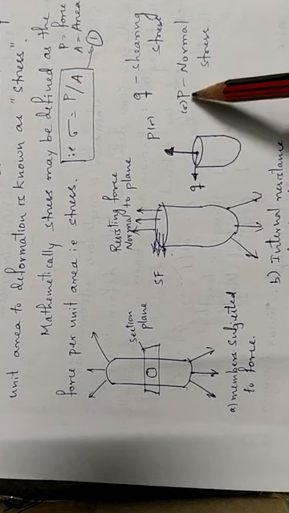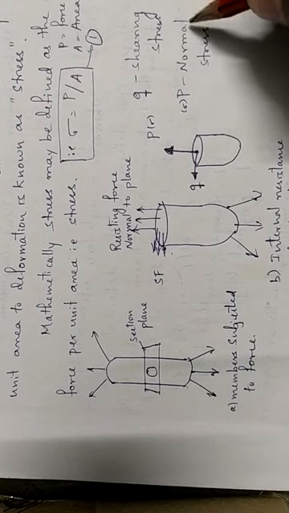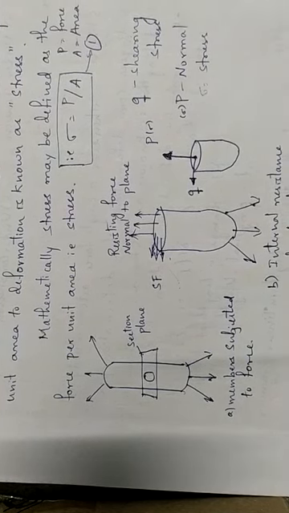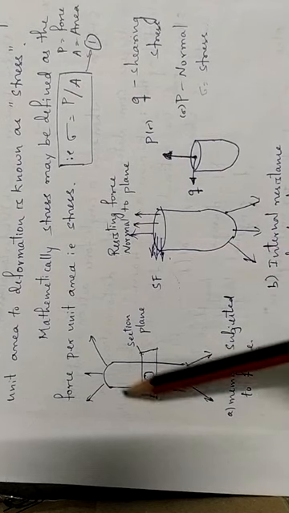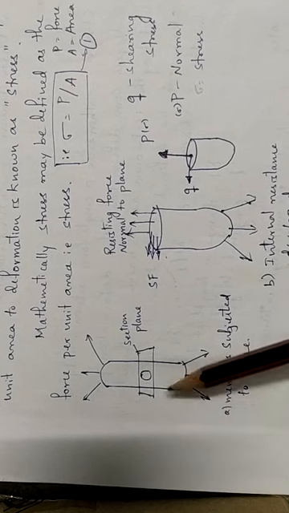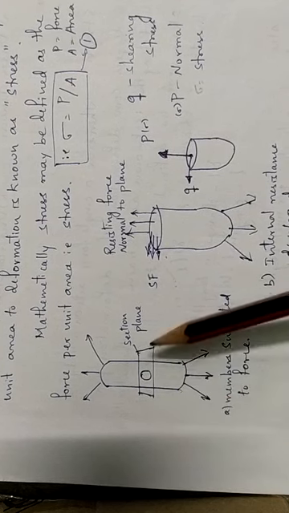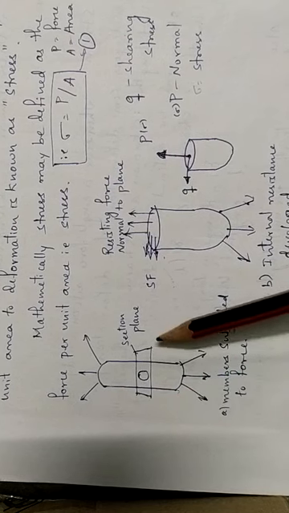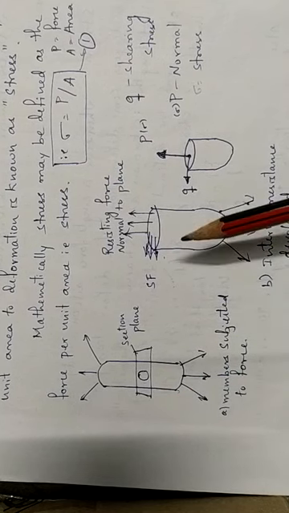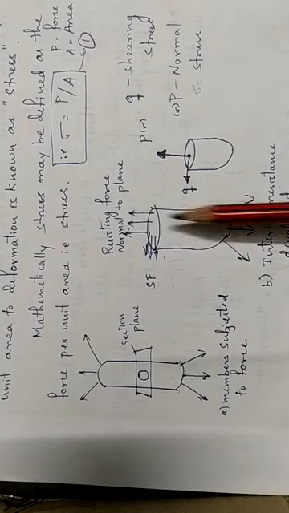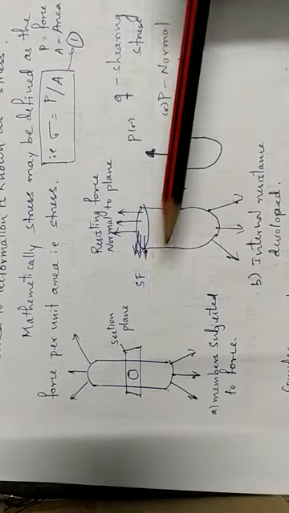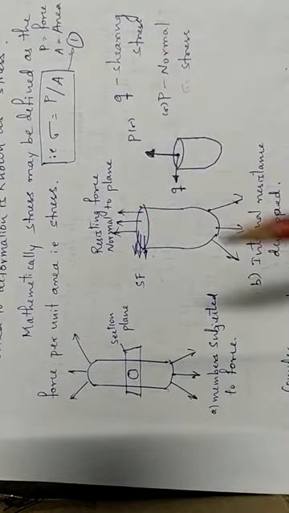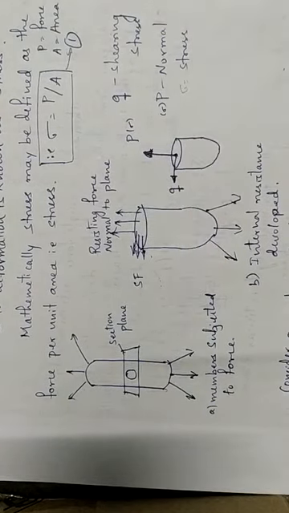Therefore, P is normal force and sigma is normal stress. It is a very simple concept. Consider a body with some load applied. When the member is cut into two pieces with the help of a section plane, this section plane has two components. One is the resisting force normal to the plane, and the other is the resisting force parallel to the section plane. Normal to the plane is normal stress, parallel to the plane is shear stress.